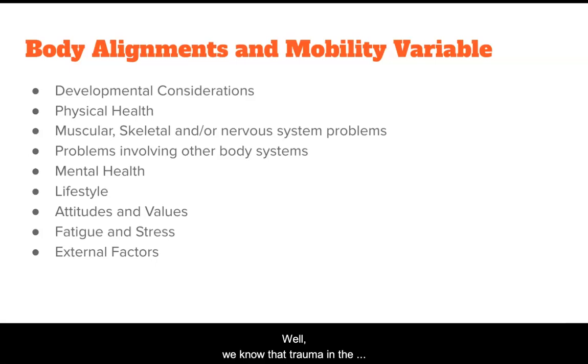Well, we know that trauma in the musculoskeletal system would have a great effect on body alignment and mobility. The central nervous system, so think about strokes or head trauma, cancers in the brain or the nervous system, and how that would affect body alignment and mobility. Mental health, well, we know that people who are depressed or anxious or even have mental health disorders such as agoraphobia, where people tend to not leave their house, we know that's going to have a great effect on their alignment and mobility.